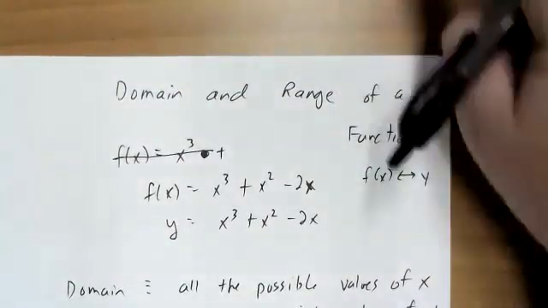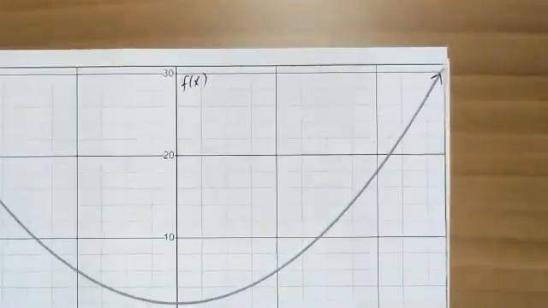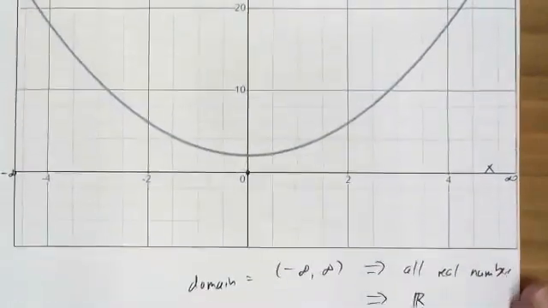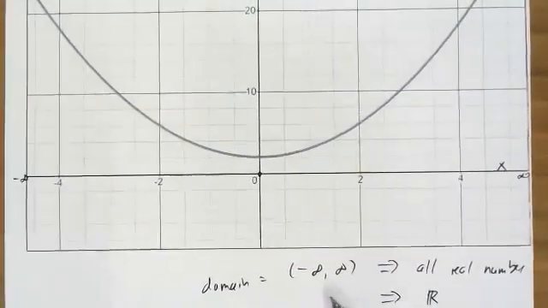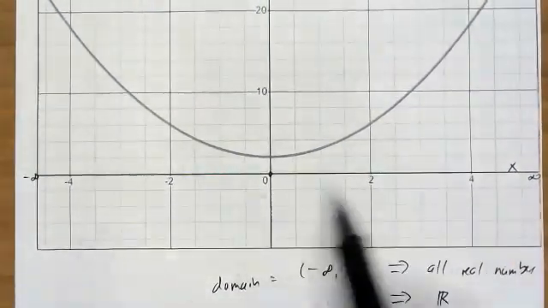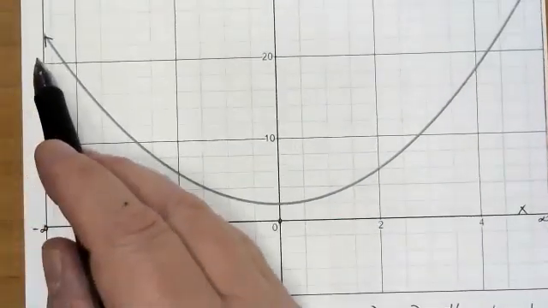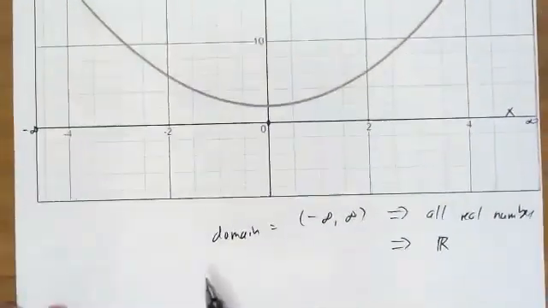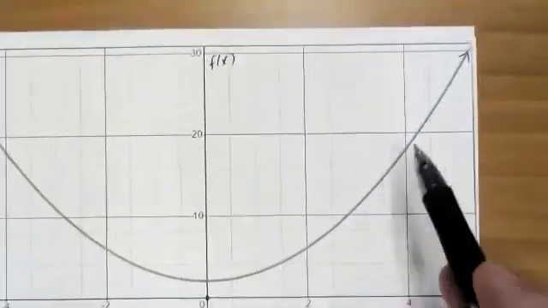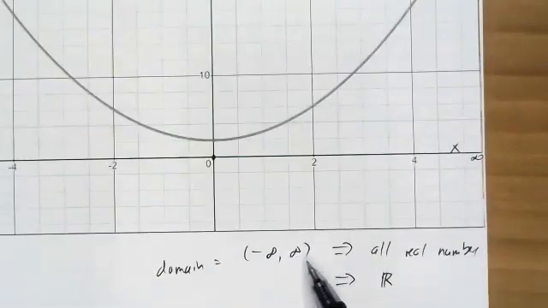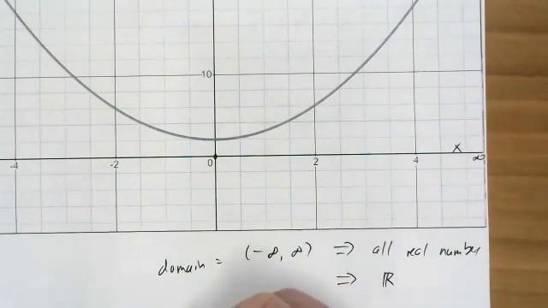Let's look at the range for this one. Already done the domain. The domain is the values of x, the left and the right. How far to the left does this go? It goes on forever. Goes to negative infinity. How far to the right does it go? It goes on forever. Positive infinity. How about the range?